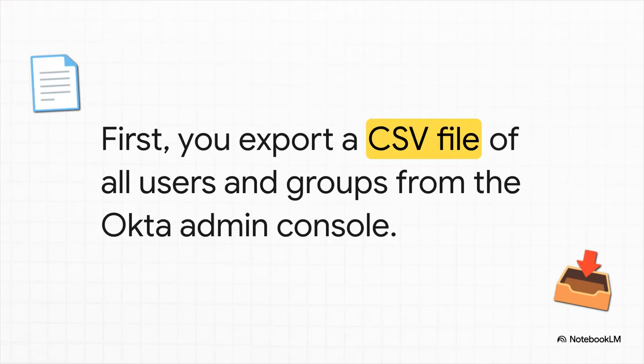So the scramble begins. First thing you've got to do is collect evidence. Your first stop is probably your identity provider, something like Okta. You log into the admin console, you export this massive list of all your users, all their group memberships, and you download it as a CSV file. And there you have it, your first piece of evidence, a completely static snapshot in time.